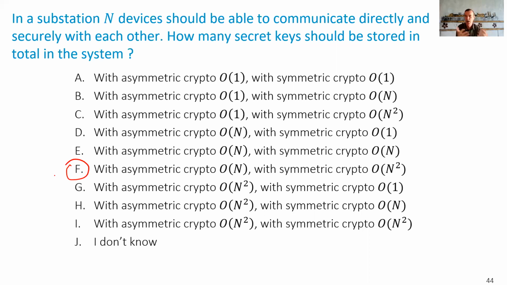If there are n squared pairs of communicating devices, each of these pairs needs its own secret key. So in AES, the key should be per channel, that means per pair of communicating entities. Does that answer your question? Yes, thank you.